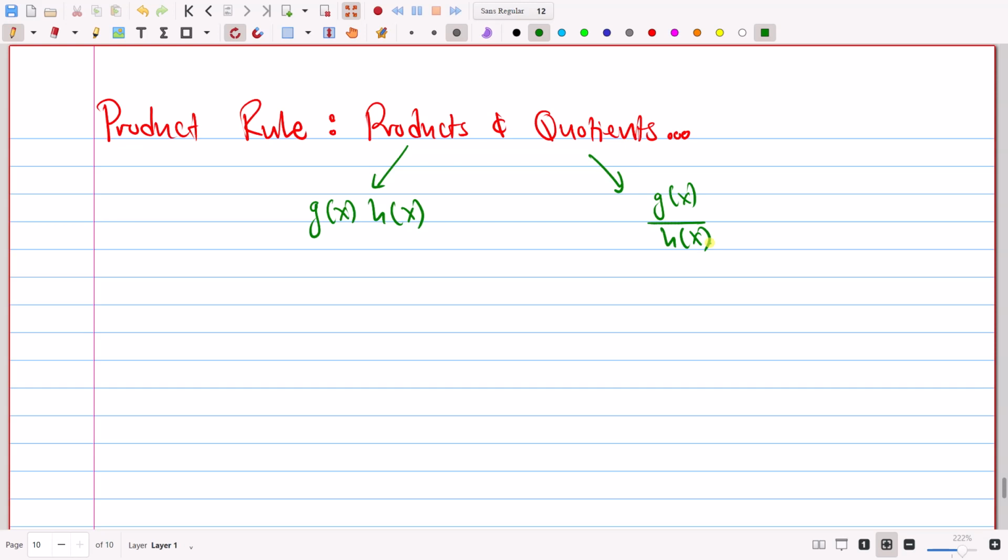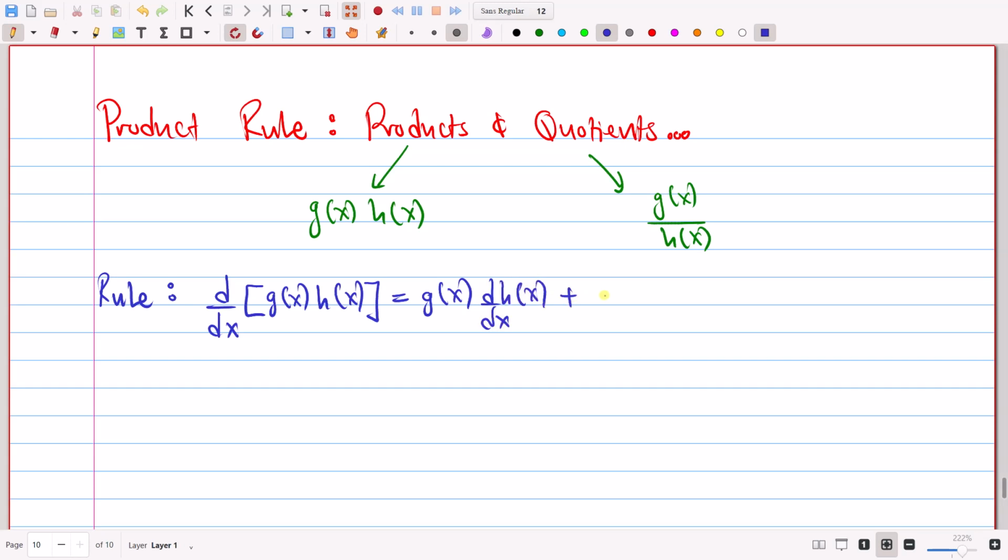To learn how to differentiate things like that, we have a result which is known as the product rule. And the rule goes as follows. It says that if you want to find the derivative of a product of two functions g of x and h of x, then this is just the same as saying g of x times d/dx of h of x plus h of x times d/dx of g of x, like that. So that's the result that we call the product rule.